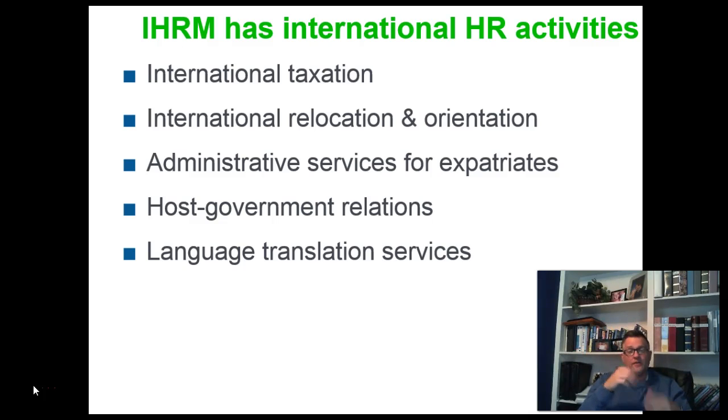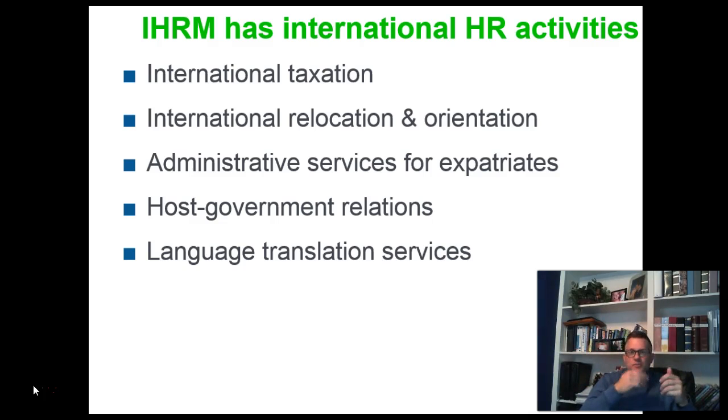Administrative services for expatriates. While they're overseas, they may need translation services and things like that you wouldn't even consider here domestically, but over there may be something that's required. The relationship with the host government. Again, where are we doing business? Are we doing business in Russia, China, India, in Europe?